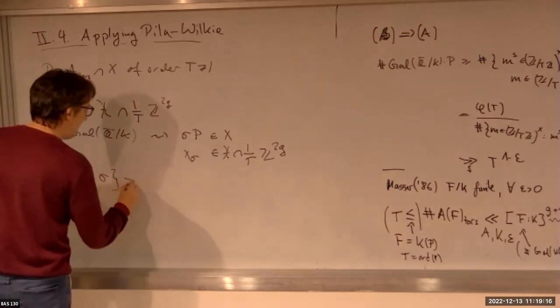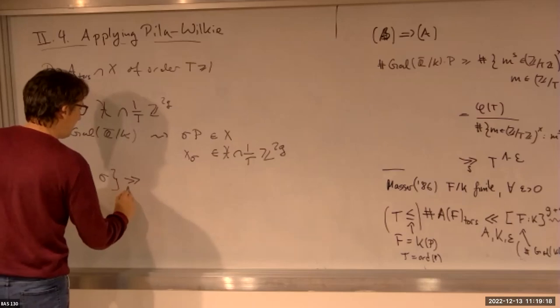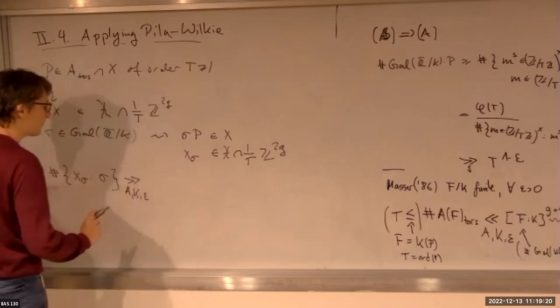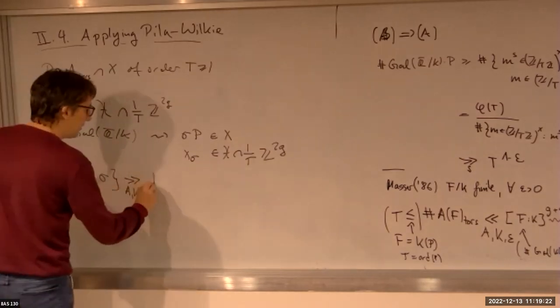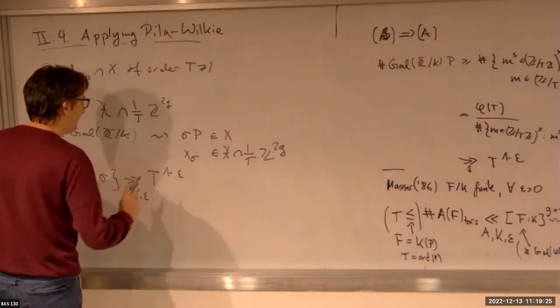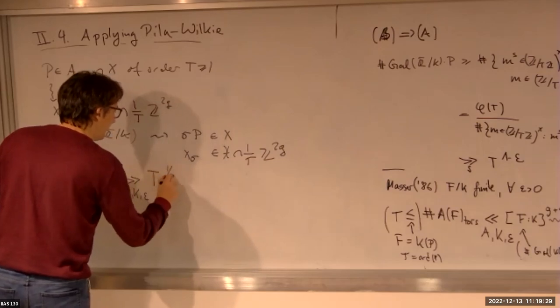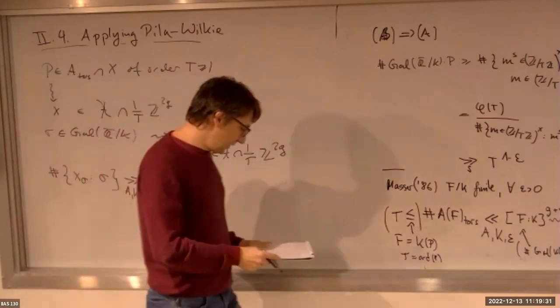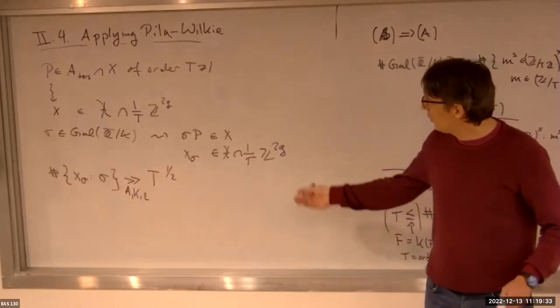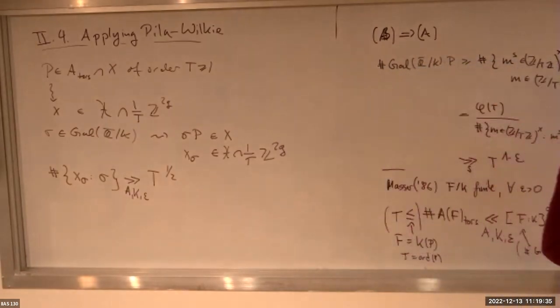And as we saw before, I can bound this from below by a constant times T to the 1 minus epsilon. I'm not going to care about the epsilon anymore because we're going to have another epsilon. So I'm just going to say T to the 1 over 2, which is good enough for everything. I can also write T to the 1 over a million here. It won't make a difference because the method is robust.